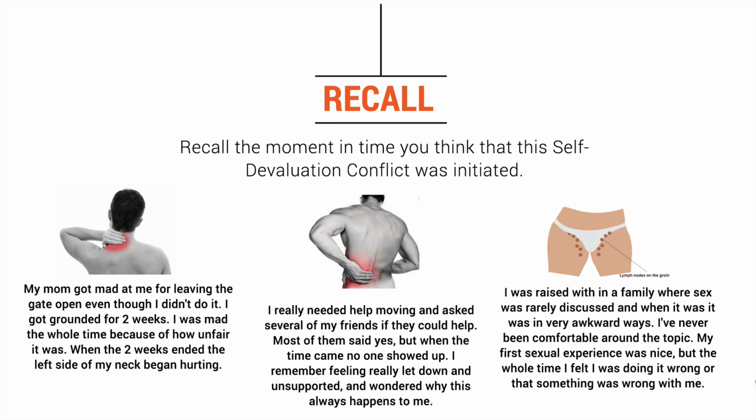Next, this person really needed help moving, asked help from several of their friends, and most of them said yes, but when the time came, nobody showed up. And they remember feeling really down and unsupported. I wonder why this always happens to me. So you can see how in this situation, not only are they upset about their friends letting them down and not having the help that they needed and feeling unsupported, like nobody's there for them, they also wondered, why does this always happen to me? So that indicates that this is more ongoing. It's not really a one-time thing. This may be influencing their existential position, or their existential position may be influencing their perception in this situation.